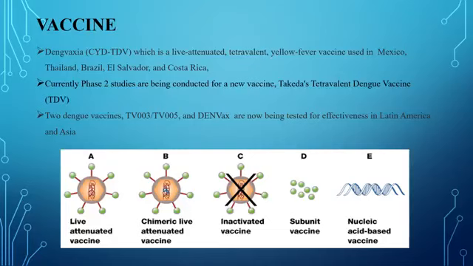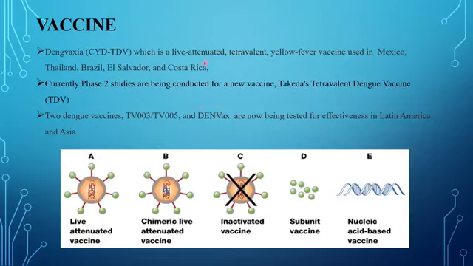Now, vaccines. Vaccines are in different trials. Different vaccines have been passing through different trials for the treatment of dengue infections. There are certain vaccines which are used in different ages by different people. For example, Dengvaxia CYD-TDV, which is a live attenuated tetravalent yellow fever-based vaccine, is used in Mexico, Thailand, Brazil, El Salvador, and Costa Rica.